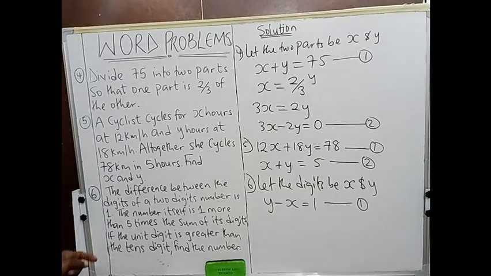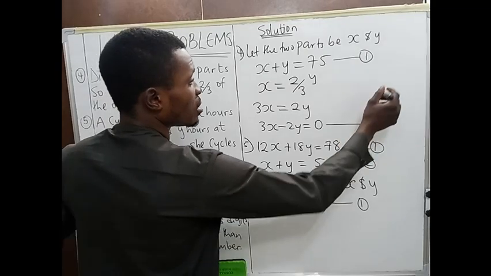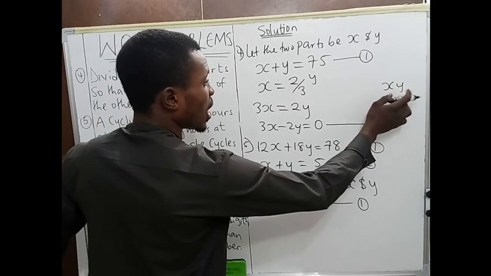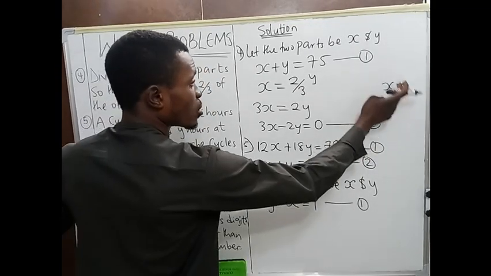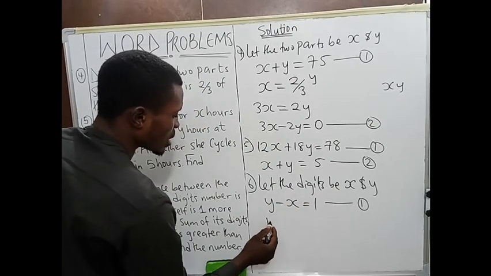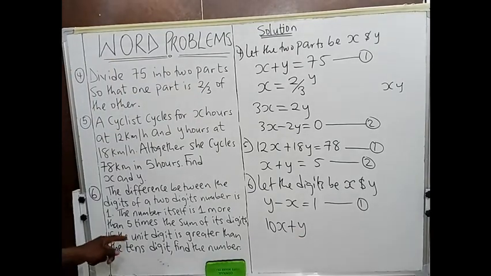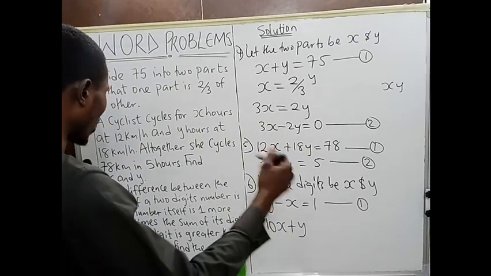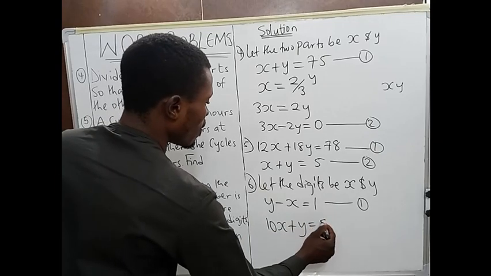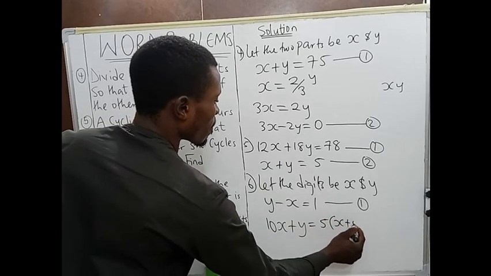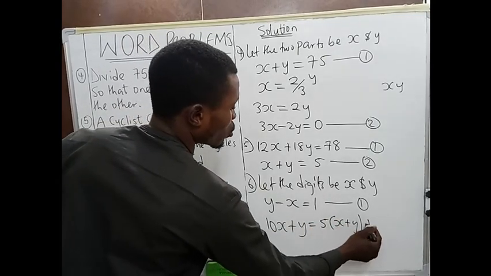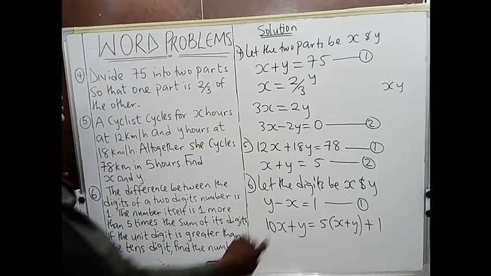Also, we're told that what? The number itself is 1 more than 5 times the sum of its digits. The number itself, okay, the face value is what? XY. The actual number itself is what? X times 10 and Y units, right? That is what? 10x plus Y is the actual number, right? The number itself is what? 1 more than 5 times the sum of the digits. That is what? 5 times the sum of the digits, this plus what? 1. All right, this will give us the second equation.